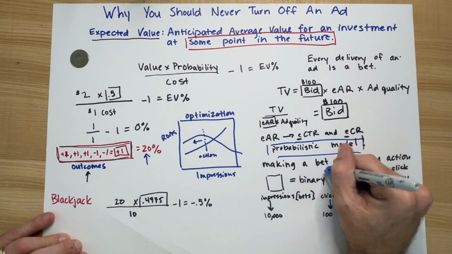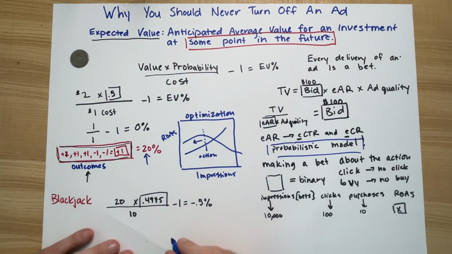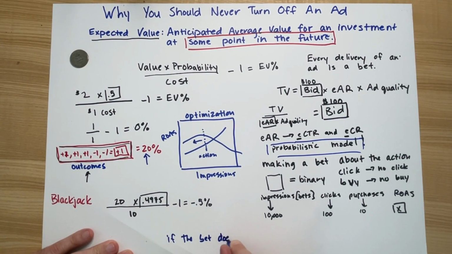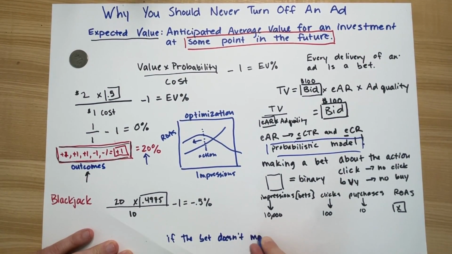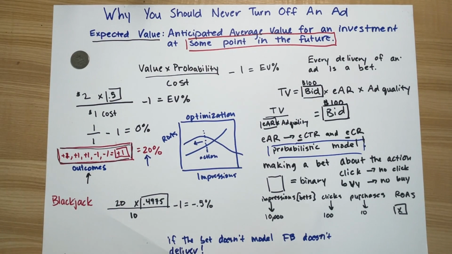So if I'm running a cost cap, if I'm fixing the expected value that I want out of the ad, the beauty of it is that if the bet doesn't model, Facebook doesn't deliver. And this is why you never have to turn off an ad. Do not judge the delivery on the ad on the basis of the outcome. In the same way that if you flipped the coin and it came up heads 5 times in a row, you should not say that the next flip is likely to be heads.